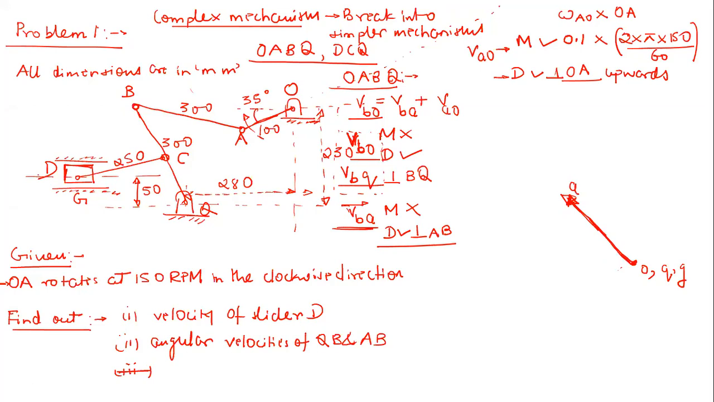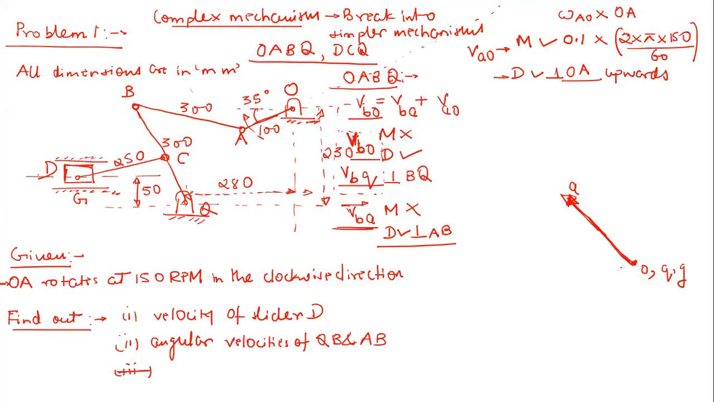Now, which vector do we have to draw next? AB, right? And can we draw AB? Right now, are the magnitude and direction both known for AB? Obviously not. So now, how to proceed for this? If you remember from the last session, we will draw BQ and then join the two.